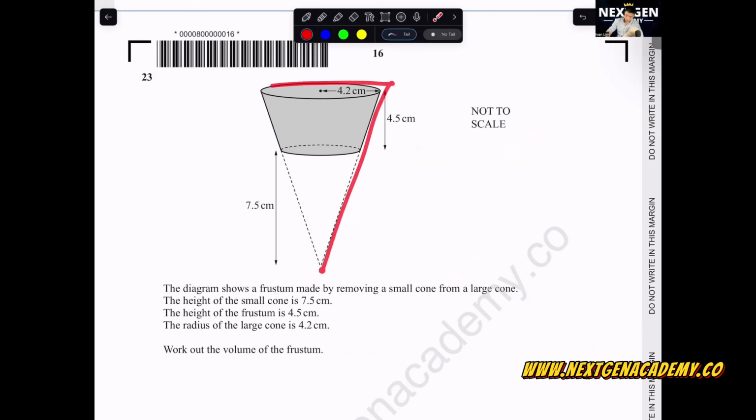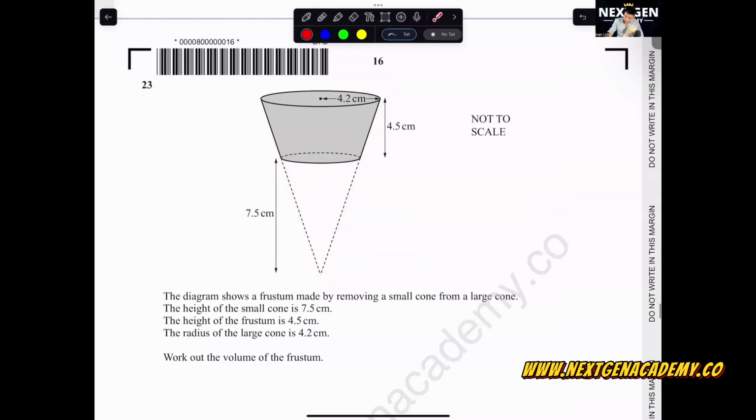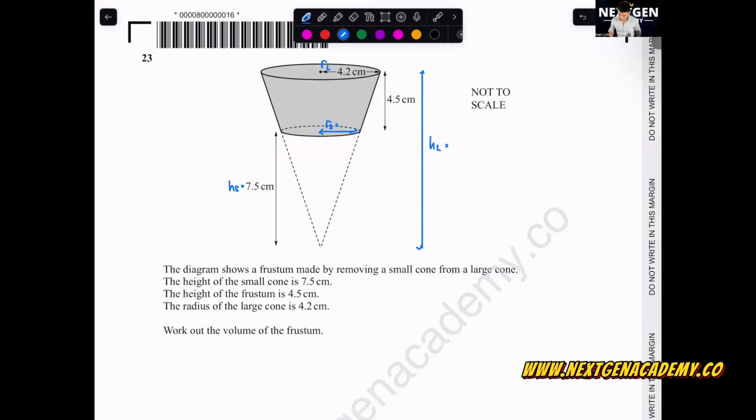We can use this big cone, compared with this small cone. So these are the values that we have. This will be the height of the small one. We don't know the radius of this small cone. Then we have the radius of the large one, we can put RL. And then the height of the large one will be this whole thing. Let's do the working. Height of large will be 4.5 plus 7.5, which equals 12.